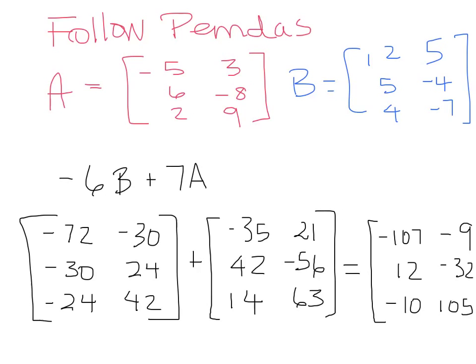Alright, there's the numbers I got. The first thing I did, of course, was take negative 6 times B here, and then I took 7 times A here, and then I had to add the two matrices together. Lots of places for me to make a careless error.